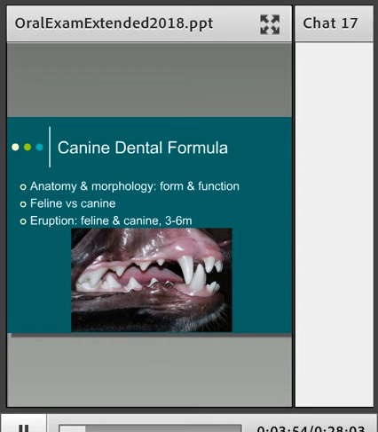The cat, of course, does have the same types of teeth as the dog: incisors, canines, premolars and molars, but it's refined down relative to the dog, and that's all part and parcel of it being an obligate carnivore. So we have fewer premolars and fewer molars. The canines and the incisors, of course, remain the same.